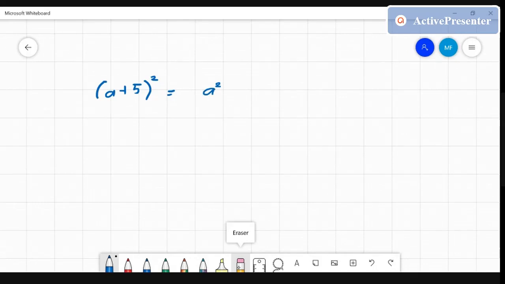Then, plus twice the product of the first term and second term, so plus 2 times the first term times the second term. Then for the last term or the third term, we have the square of the second term. So we have 5 squared. So let us simplify. a squared is equal to a squared, plus 2 times a times 5 is 10a, plus what is 5 squared? We have 25. Therefore, this will be the simplified answer for number 1.